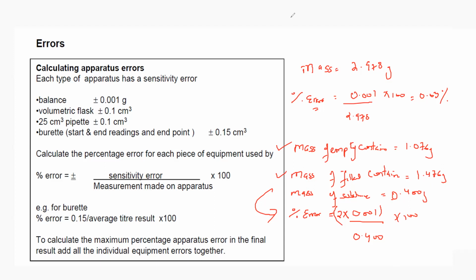Normally burettes are used twice: we read the initial volume, then we read the final volume. So the uncertainty or sensitivity error in the case of a burette should be multiplied by 2. With a burette it is always multiplied by 2, but for a balance it depends on how we carry out the calculation.